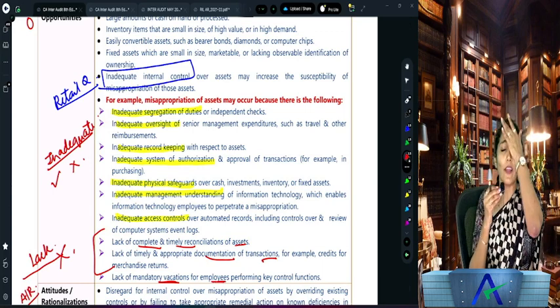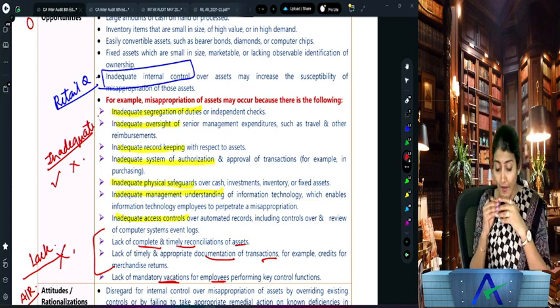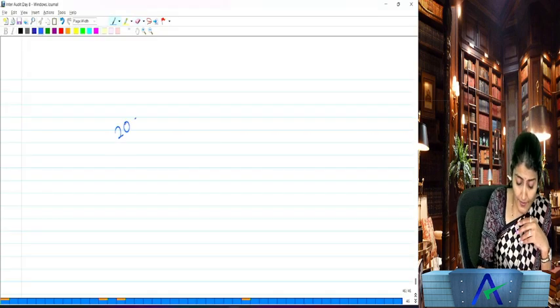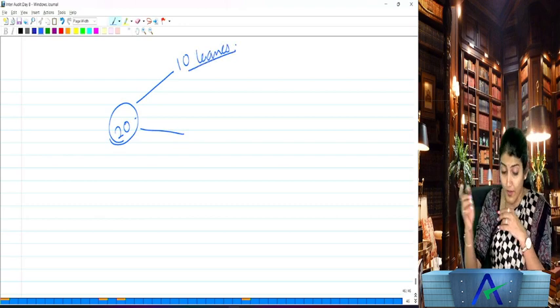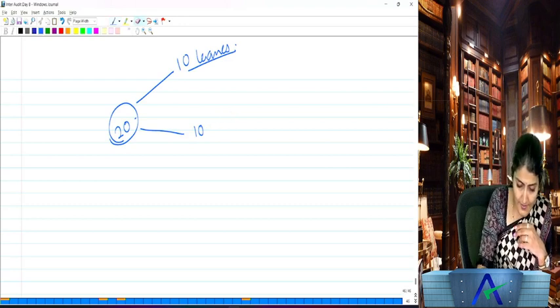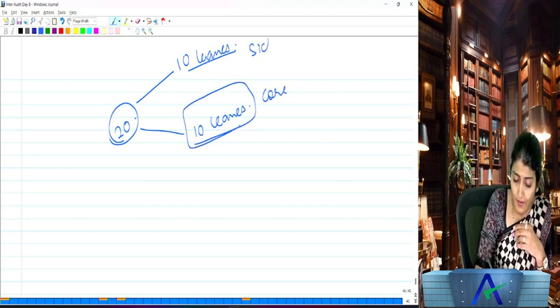Like, you know, in software companies and all, there is a concept of core leave. That is, you know, sick leave and the core leave. So in a year, you can take 20 leaves. Out of these 20 leaves, 10 leaves you can take 1, 2, or whichever way you want. And 10 leaves you have to take in one go. It's called the core leave, and this is the sick leave.